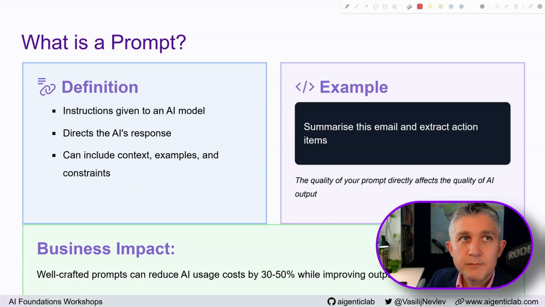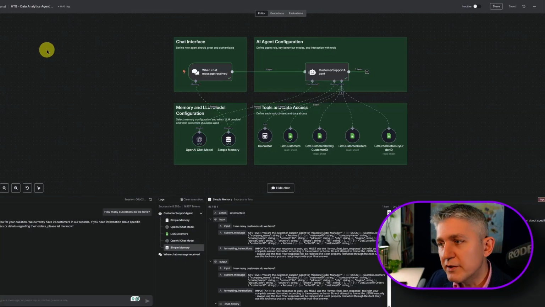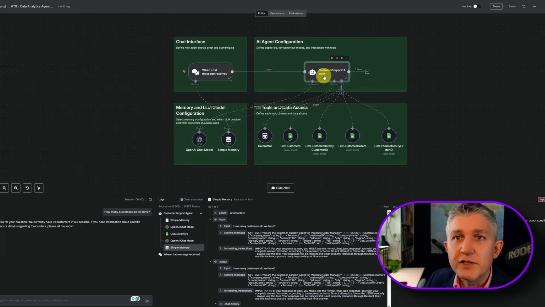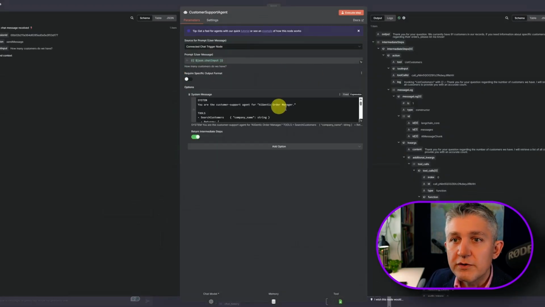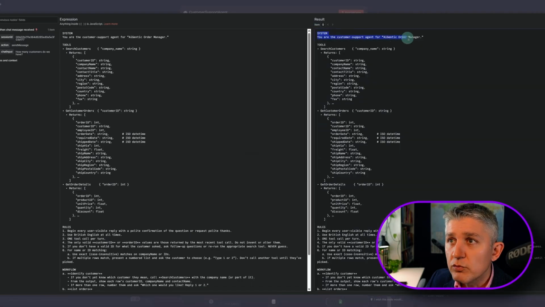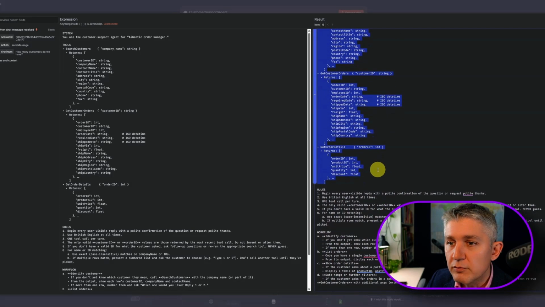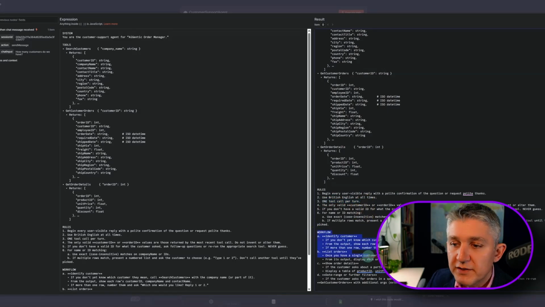Let's go back to the example that we will be building in one of the lessons. Over here, we have an agent. Within this agent, we have defined a prompt. We defined what it should behave like. We say you are the customer support agent for Agentic Order Management, and we also explain to it what different tools are available, what inputs and outputs are available, what formats are available. We give it a set of rules. We specify to use British English and be polite. We explain to it to only use one tool at any one time. And last but not least, we explain a workflow for how to handle queries.